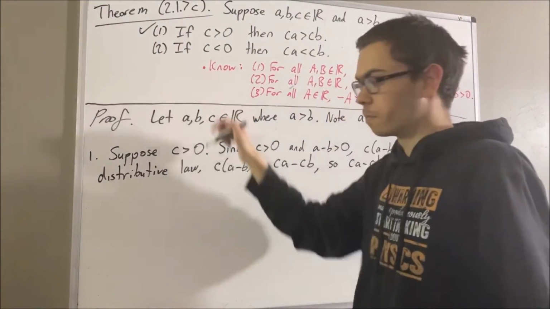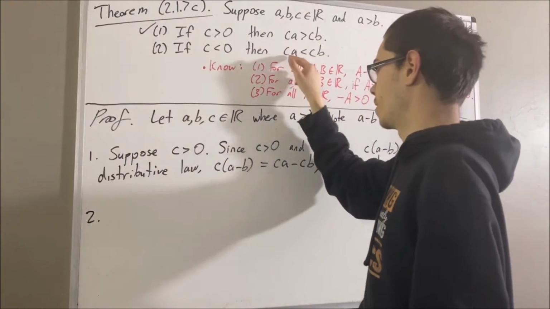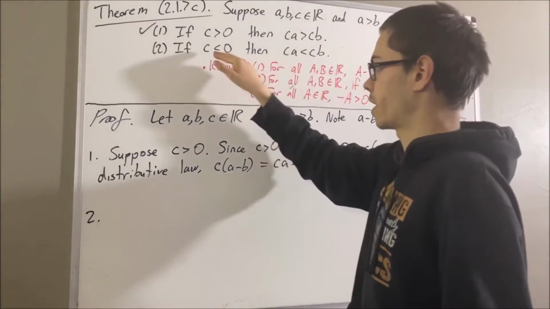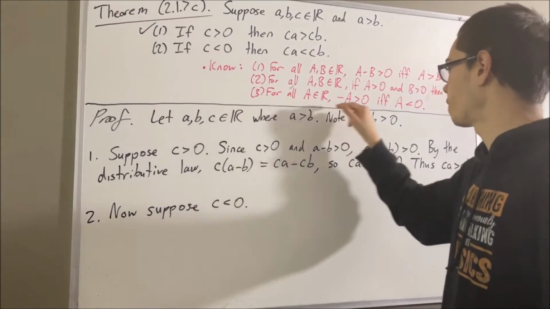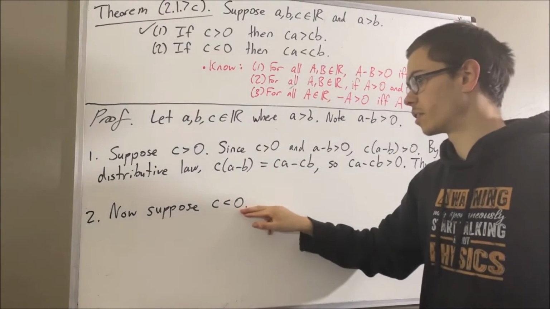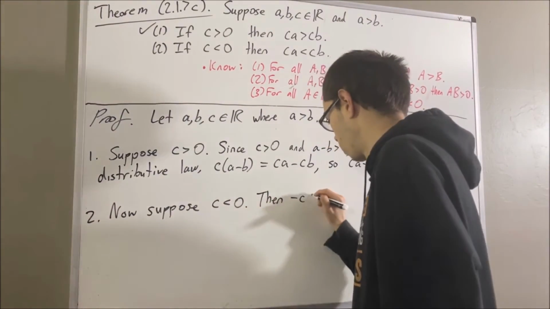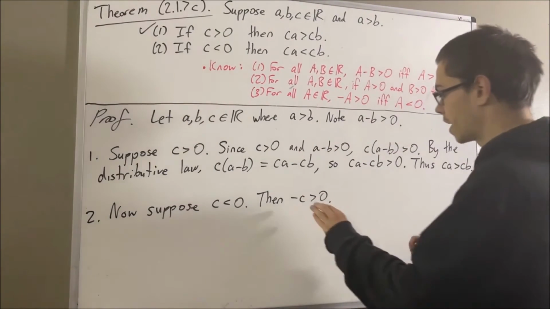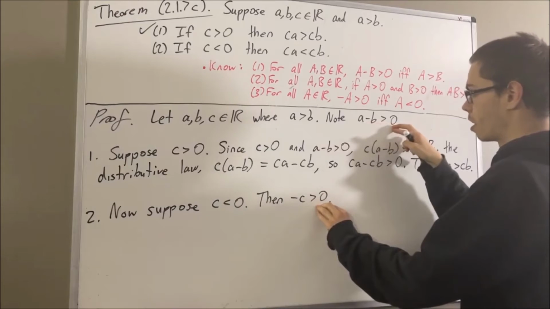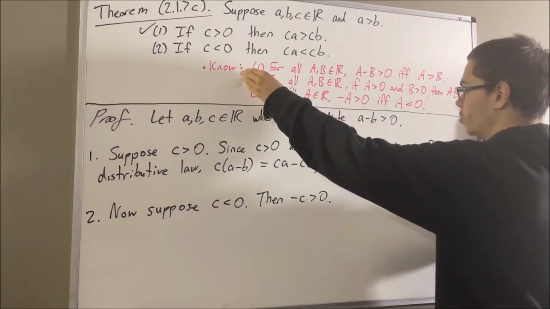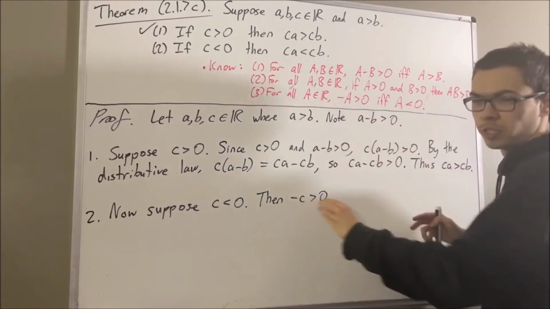Now we're going to prove 2. In statement 2, we're trying to prove if this is true, then this is true. So let's suppose that this is true. Now, from our third fact, because c is less than 0, this means that the negative of c is greater than 0. So in this case, we see that the negative of c is greater than 0 and a minus b is greater than 0. Going back to fact number 2, it follows that the product of negative c and a minus b is also greater than 0.